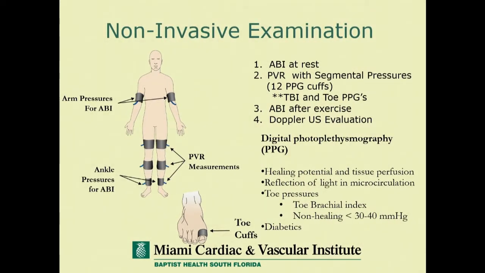When you look at the non-invasive examination, I look at this in 3 or 4 parts. First, an ankle brachial index, then using PVR with segmental pressures. A lot of times this will have 12 cuffs. If we're looking at toe PPGs in these patients with CLI, it's very important to help assess each of these toes. Then exercise, in particular in patients that can and don't have any contraindication. And then the Doppler ultrasound examination, the duplex, to help us get that map.